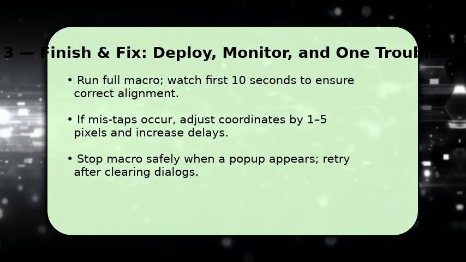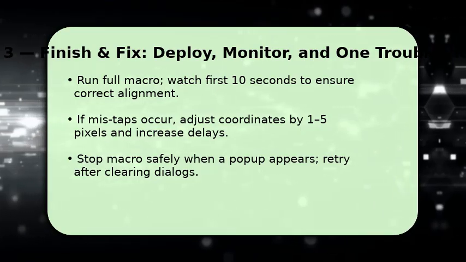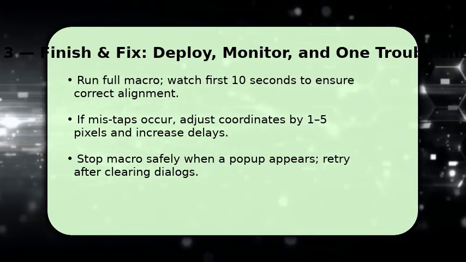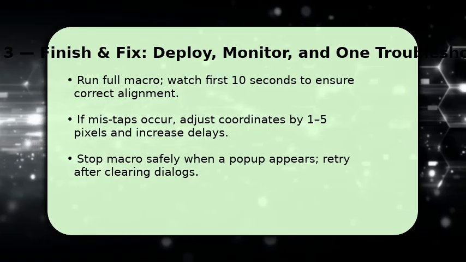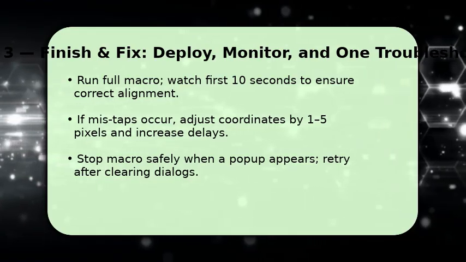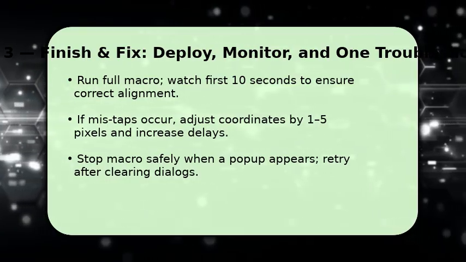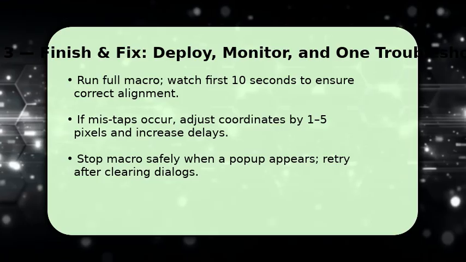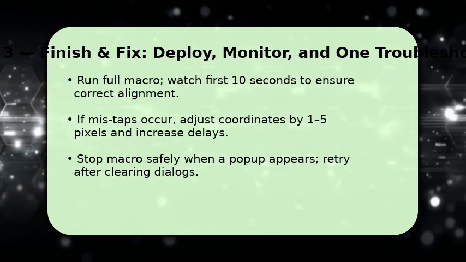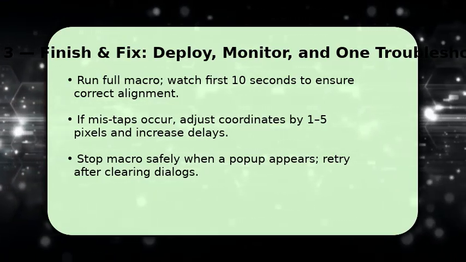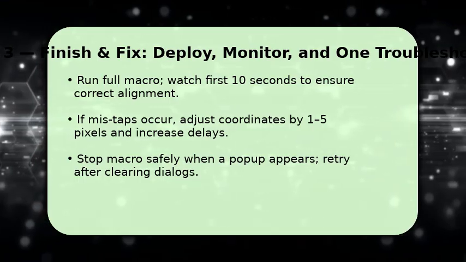If you see missteps, pause the script, nudge coordinates by 1 to 5 pixels, and increase delays between taps. Small timing tweaks often fix timing race conditions. Make sure the game stays foreground and screen brightness prevents accidental UI shifts. Finally, if a pop-up or ad blocks the board, stop the macro, clear the dialog, then restart from a saved checkpoint.